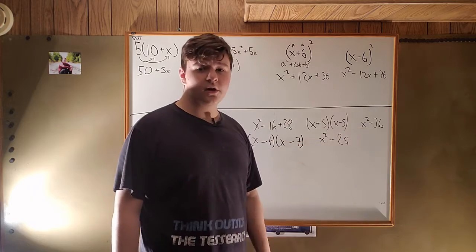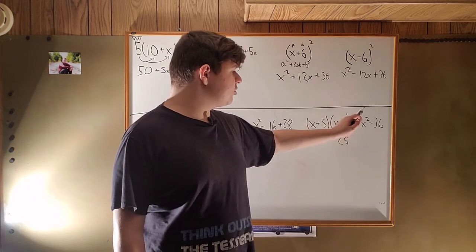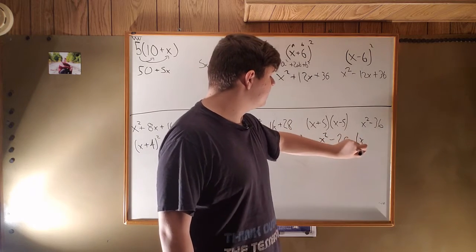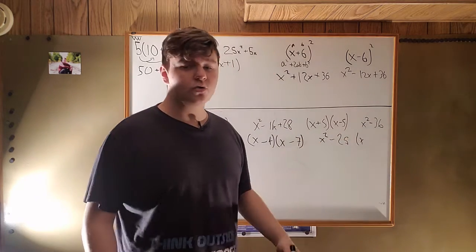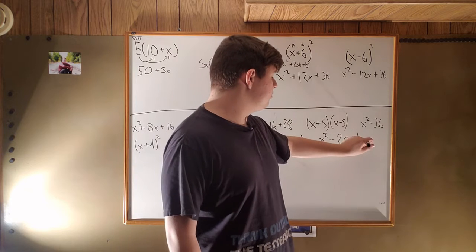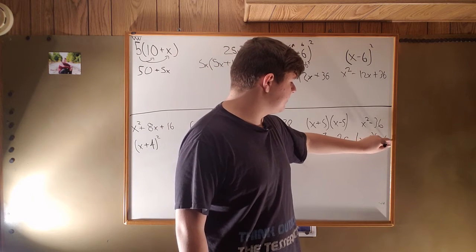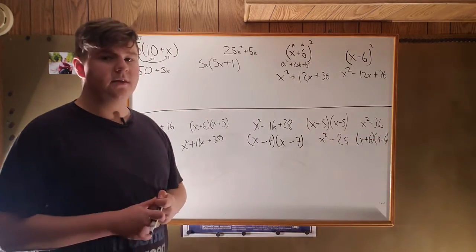So if we look over here, that's exactly what we have. X squared minus 36. Well, we know the first thing's x, and 36, the square root of which is 6, so we have to use 6 here. So plus 6 times minus 6. And then we're done with that.